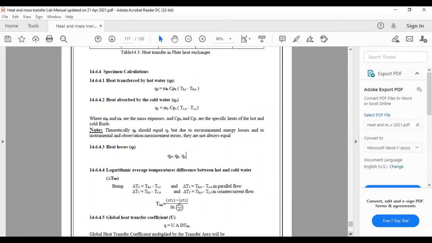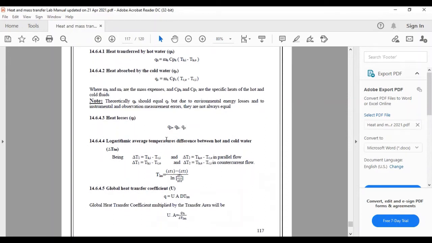Next, we have to calculate the logarithmic average temperature difference between hot and cold water. For that we need delta T1 and delta T2. For parallel flow we will use these formulas: delta T1 is equal to THI minus TCI, hot water inlet minus cold water inlet, and delta T2 is TH naught minus TCO, hot water outlet minus cold water outlet. Similarly, for anti-parallel flow, we will use delta T1 equal to THI, hot water inlet, minus TCO, cold water outlet, and delta T2 is TH naught minus TCI, that is hot water outlet minus cold water inlet.